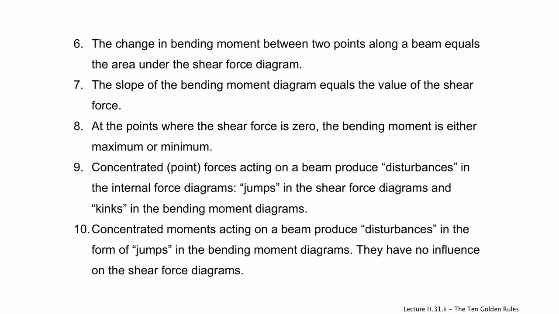Now, what happens when we have disturbances, when we have these concentrated point forces or moments? Well, with regard to the former, concentrated point forces will produce disturbances in the internal forces diagram as we saw earlier. The shear force will, so to speak, jump with an amount equal to the magnitude of that concentrated force, and the bending moment will have a kink, and the kink results from the sudden change in magnitude of the shear force, which is an indication of the slope of the bending moment diagram. So the slope of the bending moment diagram will change suddenly because of the sudden change in the magnitude of the shear force.